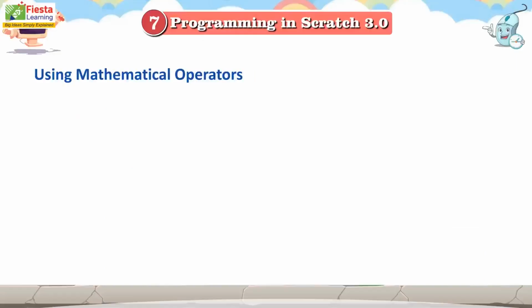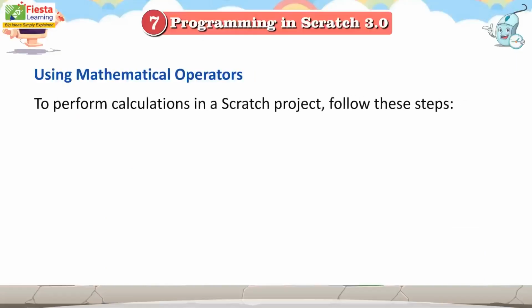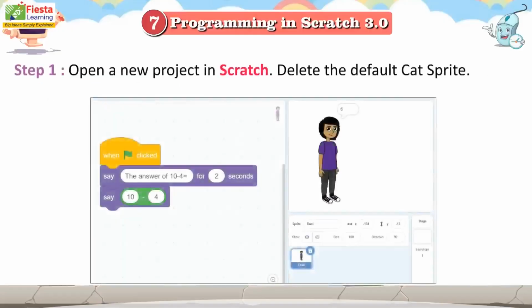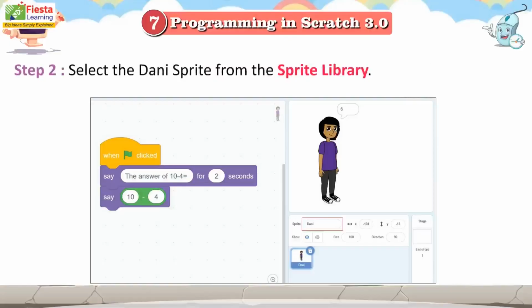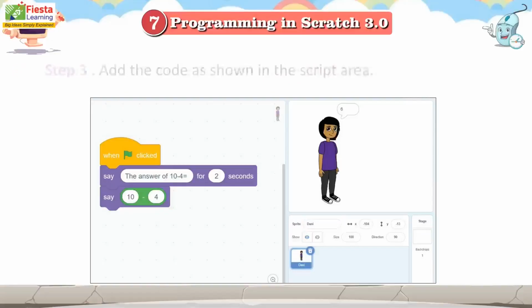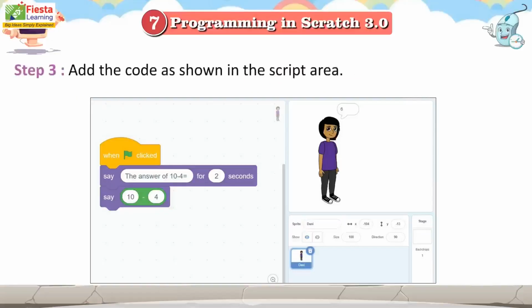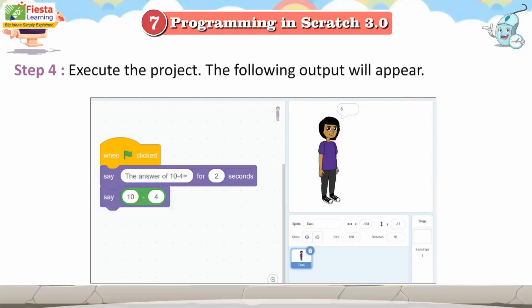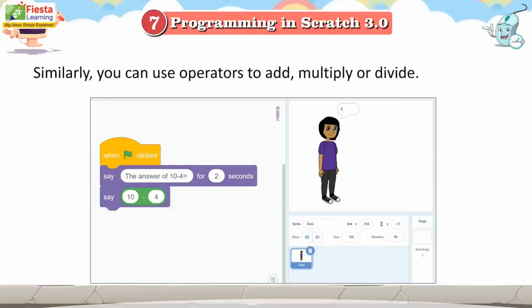To use mathematical operators to perform calculations in a Scratch project, follow these steps. Step 1. Open a new project in Scratch. Delete the default cat sprite. Step 2. Select the Danny sprite from the sprite library. Step 3. Add the code as shown in the script area. Step 4. Execute the project. The following output will appear. Similarly, you can use operators to add, multiply, or divide.